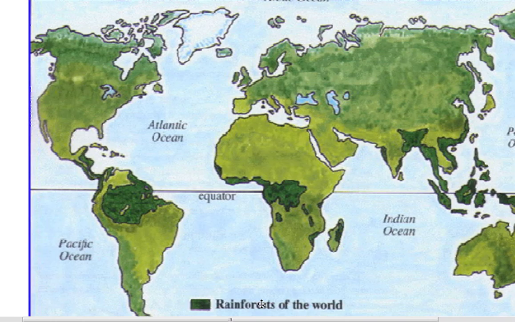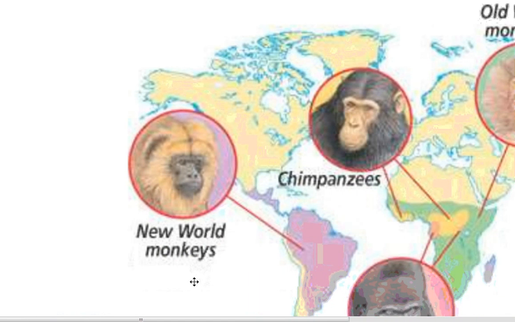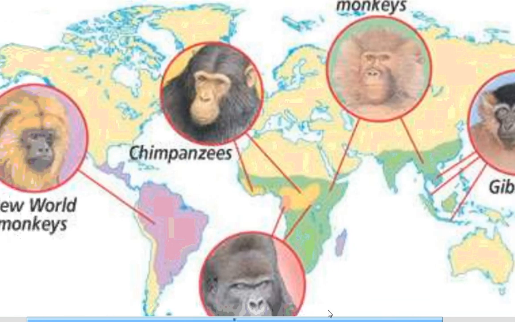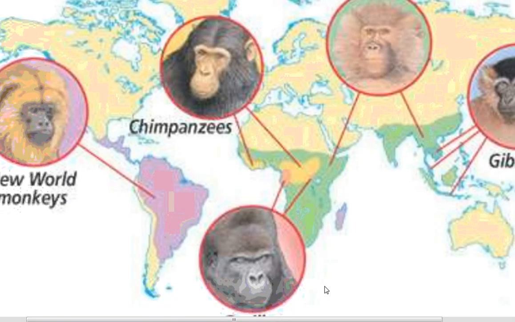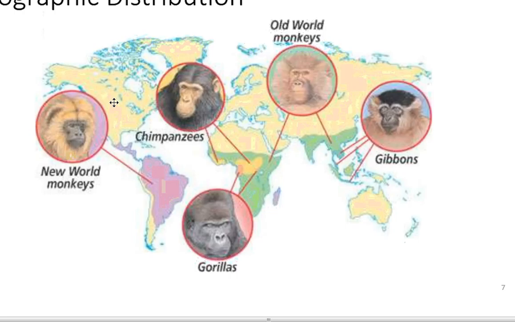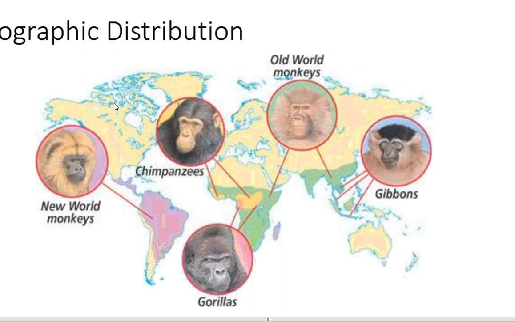Some types of monkeys also live in different parts of the world. This is a picture of some serious looking monkeys. None of them look too pleased. However, you can tell that they're all similar. However, they're in completely different parts of the world. Another evidence for evolution.